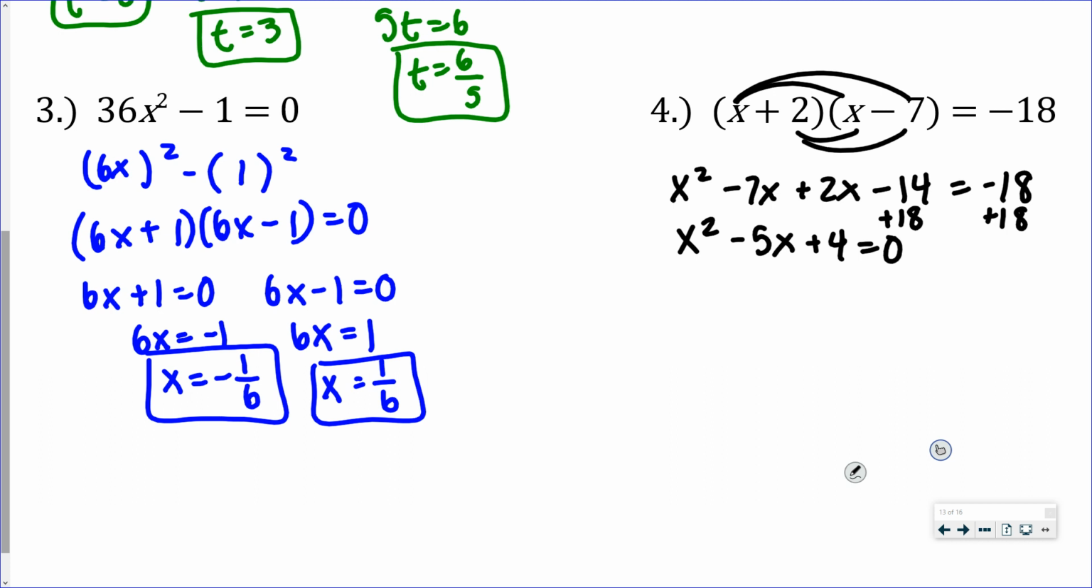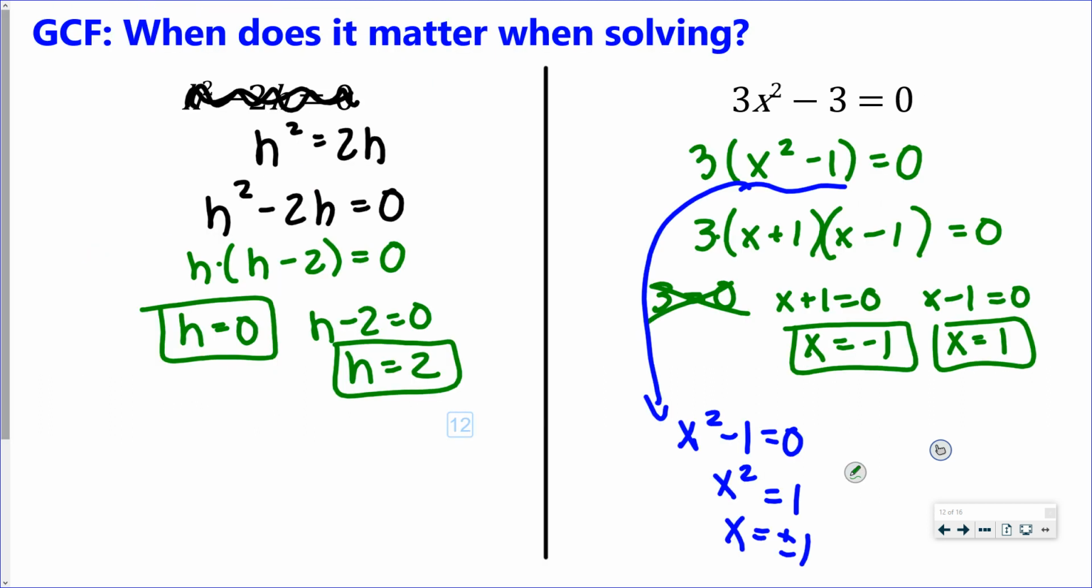All right, so you have to do this first. That's our first step. Set it equal to 0. Now we can factor. All right. Anything we can factor out right away? Anything common? No. How many terms do I have?